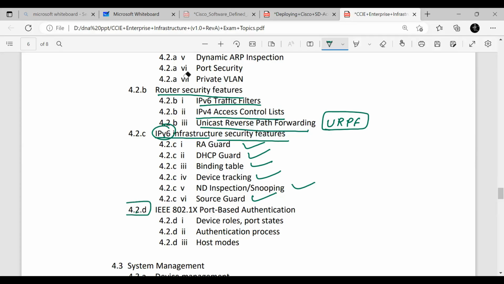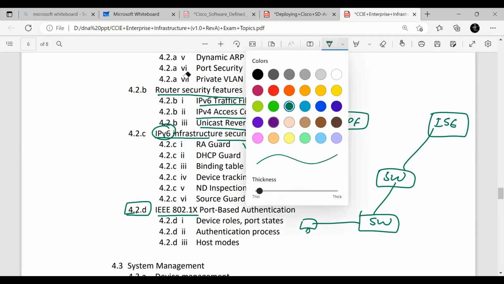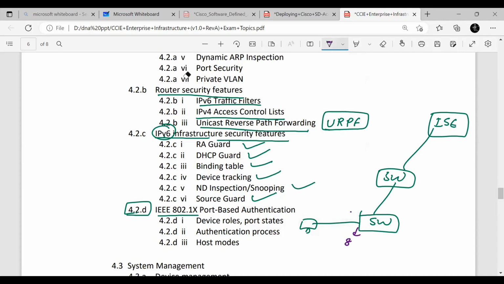And 4.2D, in which we have IEEE 802.1x. So basically, what is this? This is your switch. Again, this is another switch. And for example, we have ISE here. So whenever a user is trying to connect to the network, we'll deploy 802.1x here. This user will try to connect.